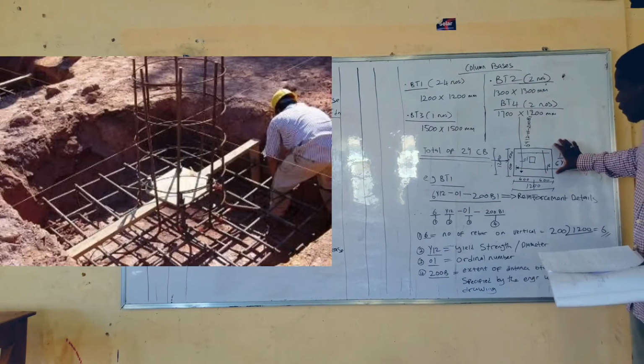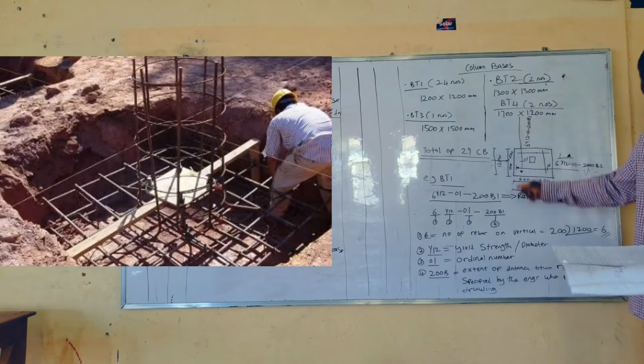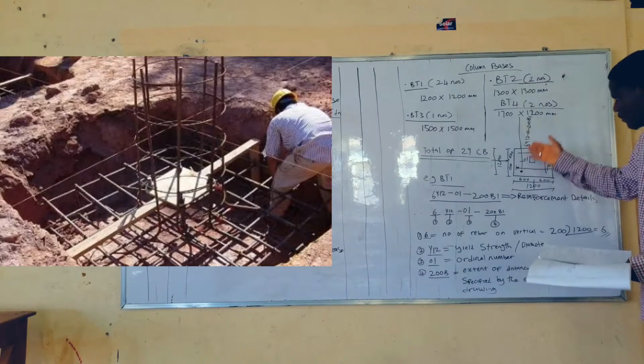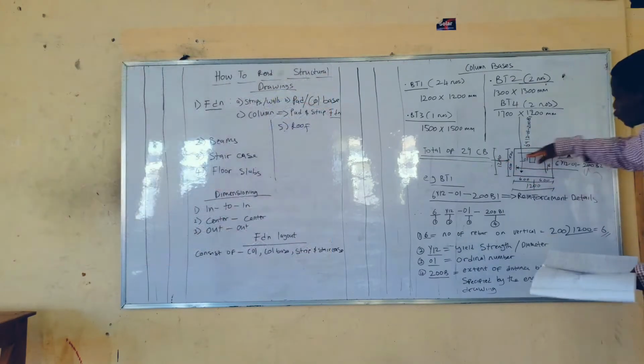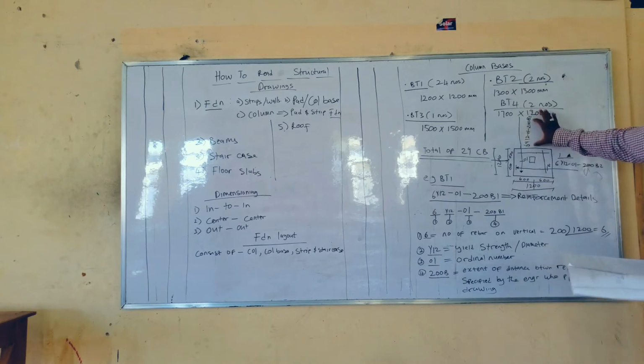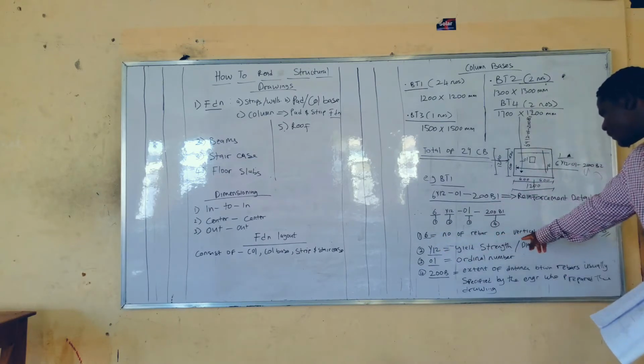Look at this column base now. You see, this is a horizontal axis and this is a vertical axis. There will be reinforcement bars here, and there will also be reinforcement bars like this. These are the details of the reinforcement bars along the horizontal side. 6 stands for the number of reinforcement bars on the vertical.